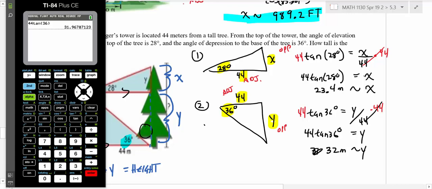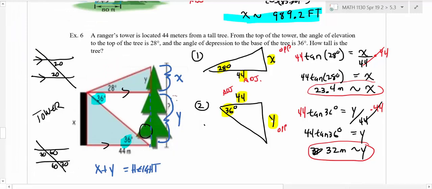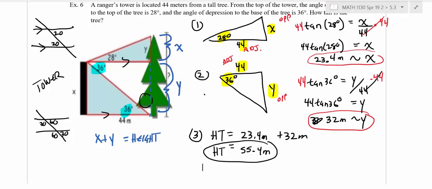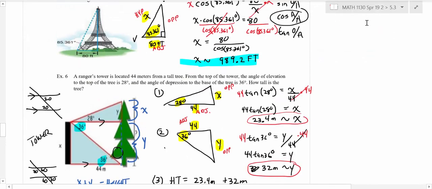So here's kind of what we get. We have that, we got that, now we can put together and find the height of that tree. Step 3: the height would just be equal to 23.4 meters plus 32 meters, so that would be 55.4 meters. That would be the answer to the problem. We had to break that one up into 2 triangles to get that to work out.